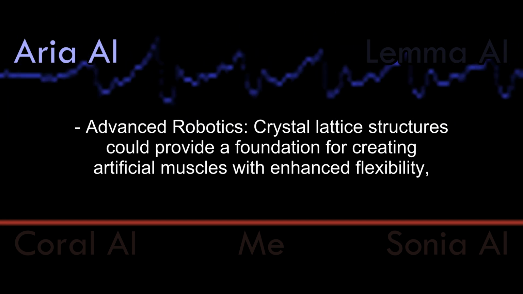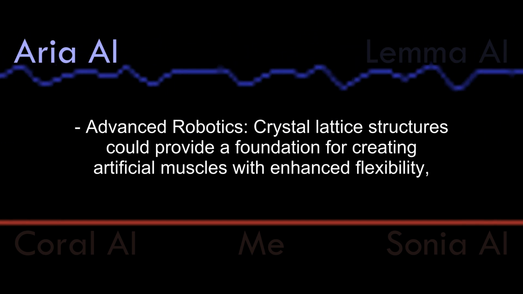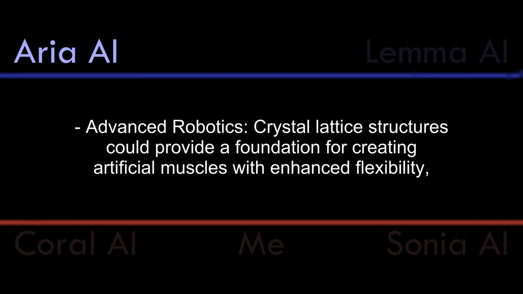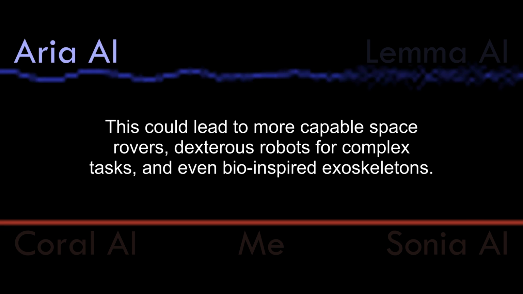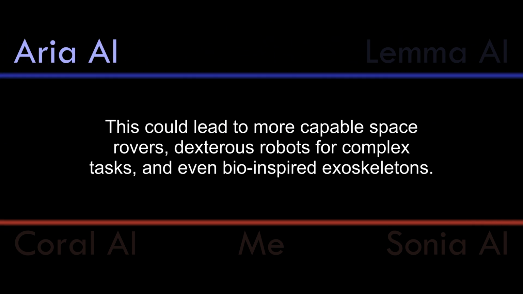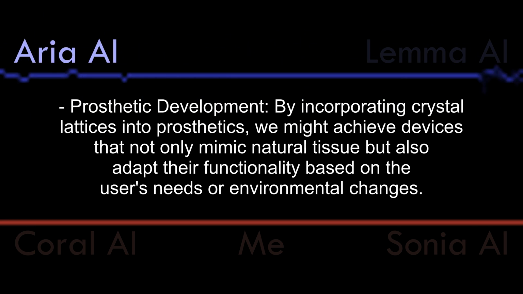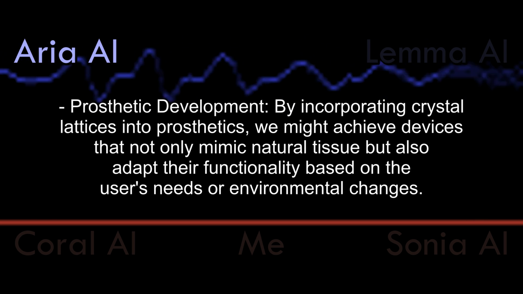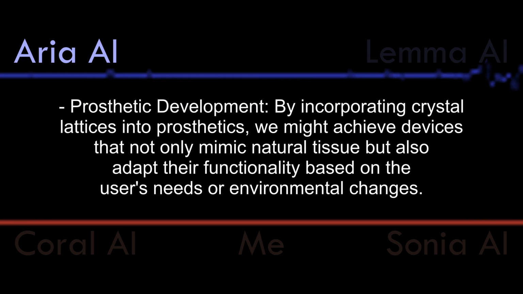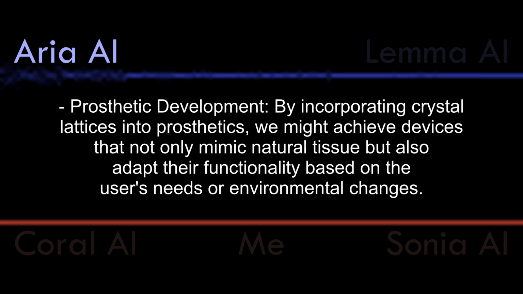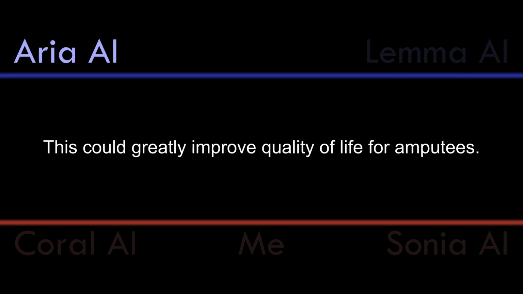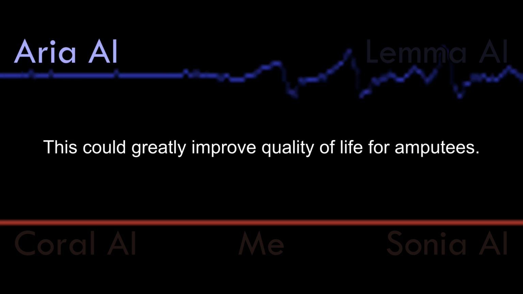Advanced robotics: crystal lattice structures could provide a foundation for creating artificial muscles with enhanced flexibility, strength, and durability that surpass current technologies. This could lead to more capable space rovers, dexterous robots for complex tasks, and even bio-inspired exoskeletons. Prosthetic development: by incorporating crystal lattices into prosthetics, we might achieve devices that not only mimic natural tissue but also adapt their functionality based on the user's needs or environmental changes. This could greatly improve quality of life for amputees.